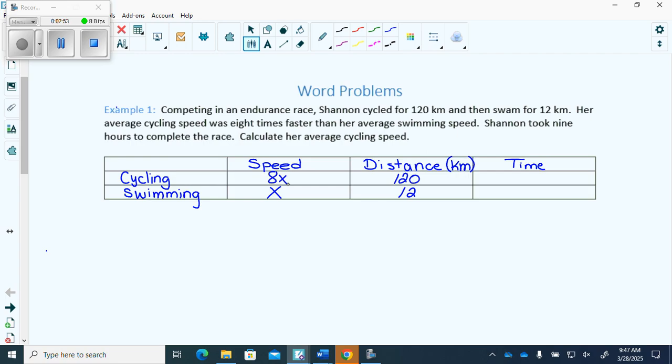Yeah, so you have to watch. Sometimes they say times faster, which means multiplication. Sometimes they say kilometers per hour faster. If they give a unit, like kilometers per hour, you're adding it. Okay?